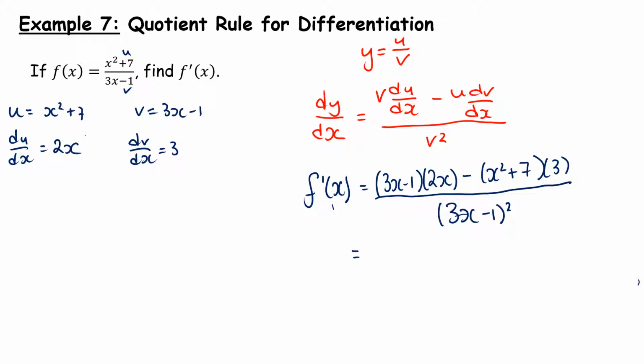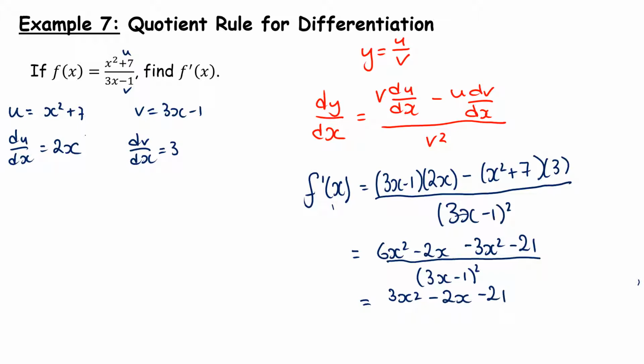Okay, so let's work this out. 6x squared minus 2x minus 3x squared minus 21, all over 3x minus 1 squared. And tidying that up, you get 3x squared minus 2x minus 21, and that's all over 3x minus 1 squared. So that's pretty much as simple as it can go. The top line can be factored, but it won't factor into a 3x minus 1, so it definitely won't simplify down. So what I'm going to do is multiply out the bottom line.